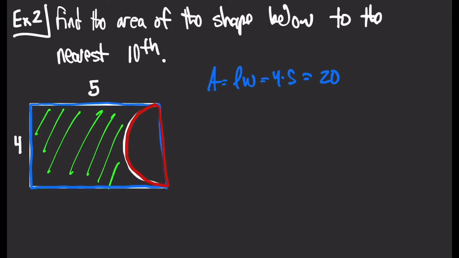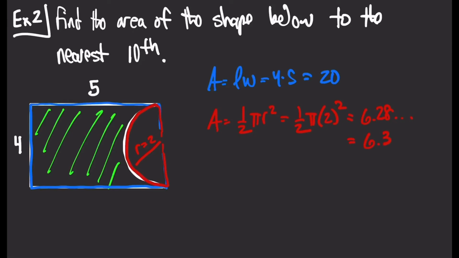Okay, well, the diameter is 4, so that means the radius is 2. So that's going to be 1/2 pi r squared, 1/2 times pi times 2 squared. All right, and let me check my calculator for that. I got 6.28... which is going to be 6.3 to the nearest tenth.